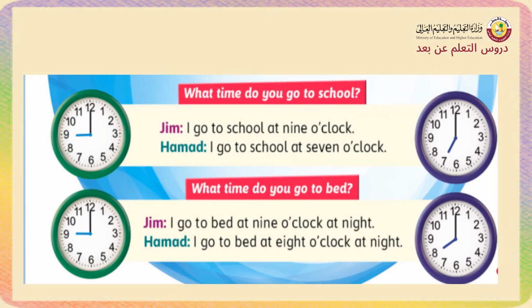What time do you go to school? Jim: I go to school at 9 o'clock. Hamad: I go to school at 7 o'clock. I go to bed at 9 o'clock at night. Hamad: I go to bed at 8 o'clock at night. Circle the new words. Go to school. Yes. Go to bed. Very good.